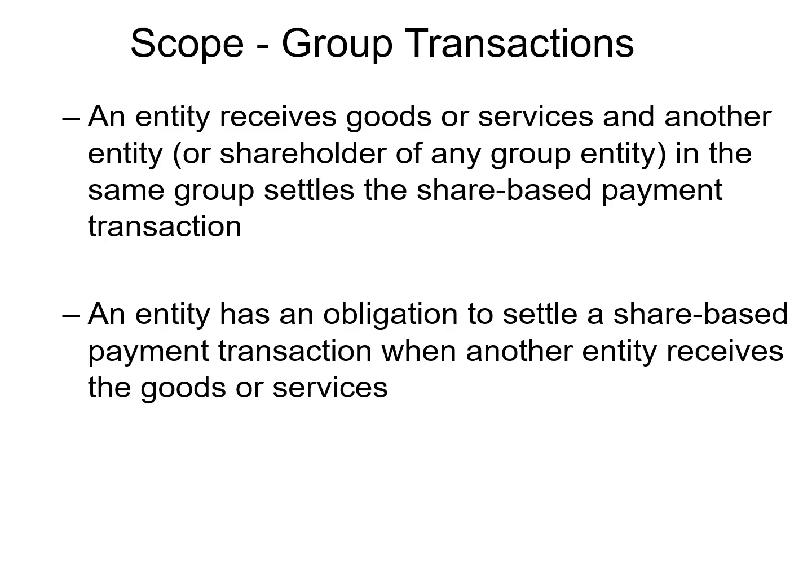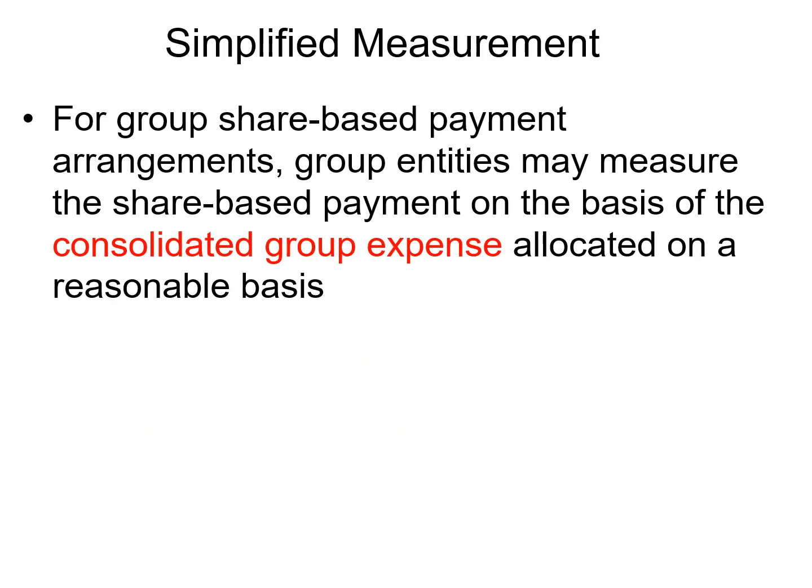Or you may find that the entity itself will have an obligation to settle the share-based payment transaction. One company within the group may have the obligation to settle a share-based payment transaction, whereas another company within the group receives the goods or services, the benefit that goes with it. That's still a share-based payment transaction, and it must be accounted for as such. Now the accounting is pretty simplified. For group share-based payment arrangements, group entities may measure the share-based payment on the basis of the consolidated group expense, allocated on a reasonable basis.